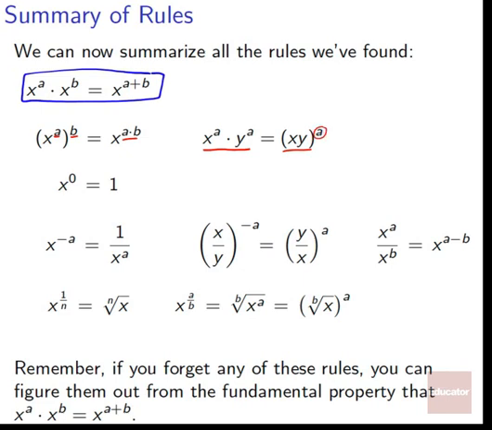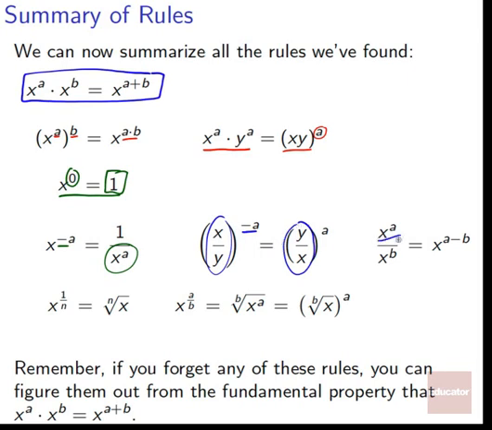x to the 0 is always equal to 1. So if you're raising to the 0th, you always come out to being a 1, as long as we're not dealing with x equal to 0, which we won't address. x to the negative a equals 1 over x to the a, right? We flip with negative exponents. If you've got a negative here, then you flip down to the bottom. If we've got a fraction with a negative, then the whole fraction flips to its reciprocal. We got y over x to the a.